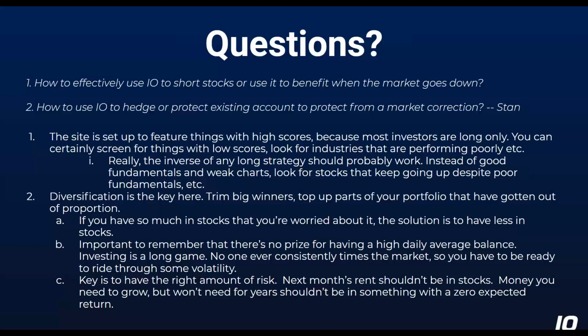But how to hedge or protect an existing account from a market correction? Really, diversification is the key, right? You trim the big winners, and what that ends up meaning is you're selling the things that are winning, and maybe buying the parts of your portfolio that have underperformed and gotten smaller relative to the whole of the portfolio. But generally, if you have so much in stocks that you're very worried about it, the solution is to have less in stocks. If you're worried your car is going to catch on fire, you don't try to find some new car insurance policy, you try to fix the car, right? And this is the same thing.